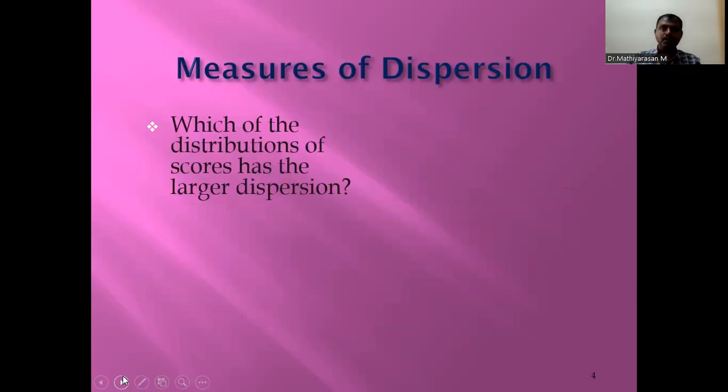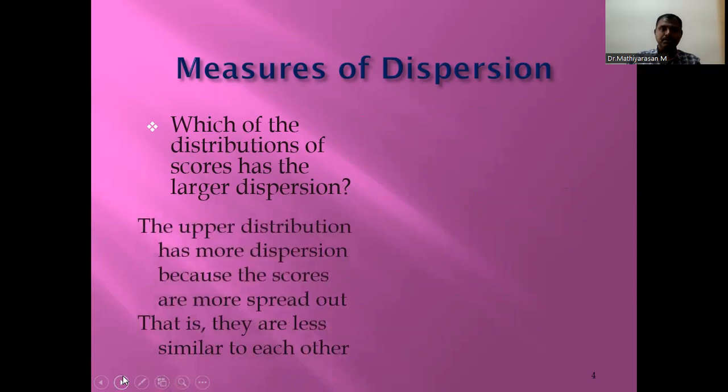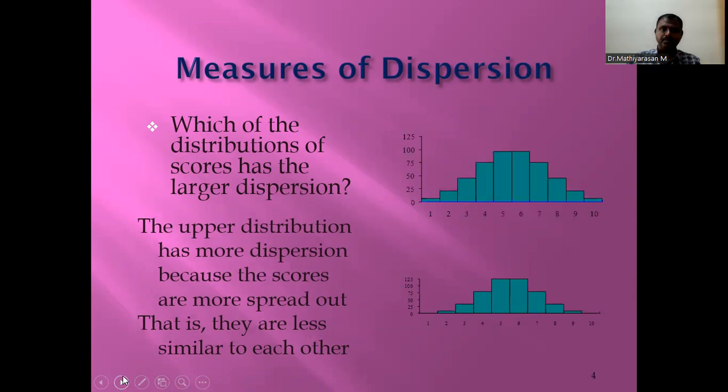Which of the distributions of the scores has the larger dispersion? The upper distribution has more dispersion because the scores are more spread out. That is, they are less similar. You can see in this diagram itself which of these distributions of the scores has the larger dispersion. While seeing the diagram, you can see how the larger distributions have more variation. The upper distribution has more dispersion because the scores are more spread out. That is, they are less similar to each other.